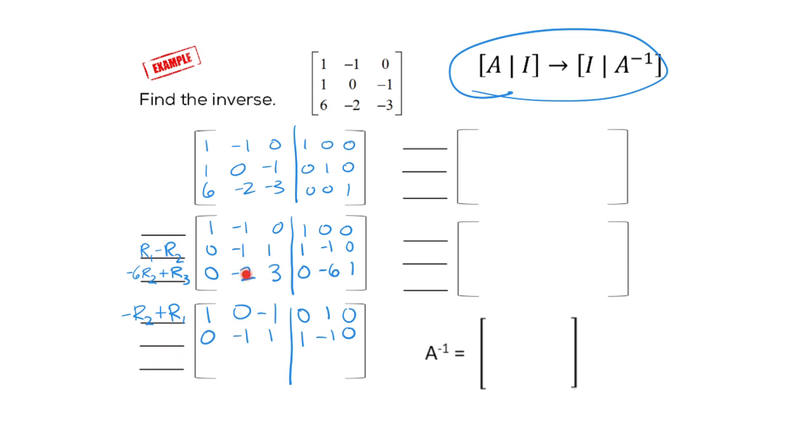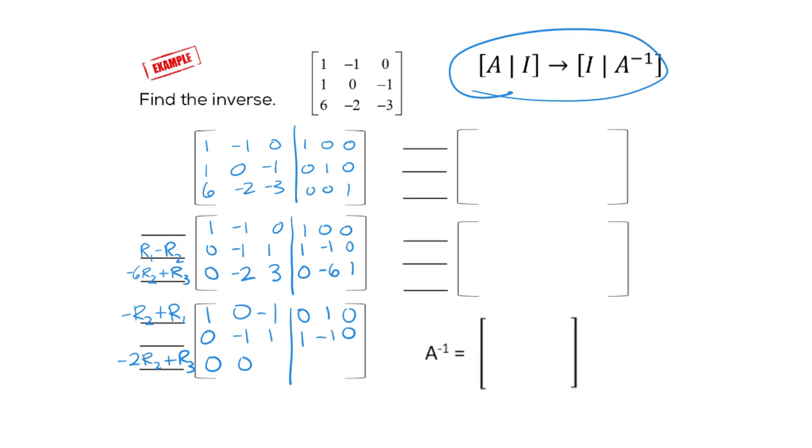I want this to be a 0, so I think I'm going to take negative 2 times row 2. Negative 2, row 2, add it to row 3. All right, I'm going to end up with a 0. Then I'm going to have a positive 2 plus a negative 2.